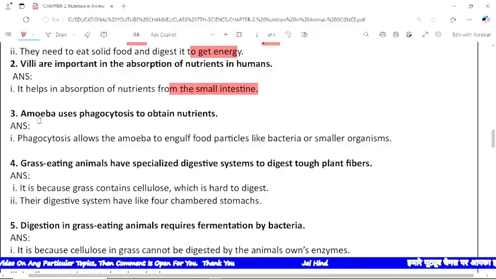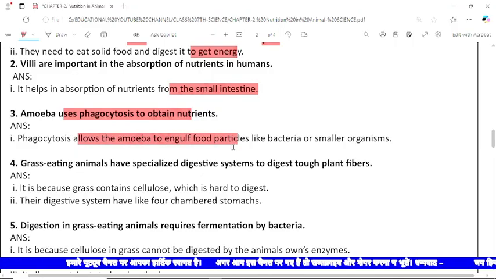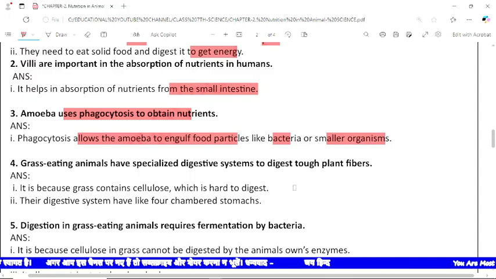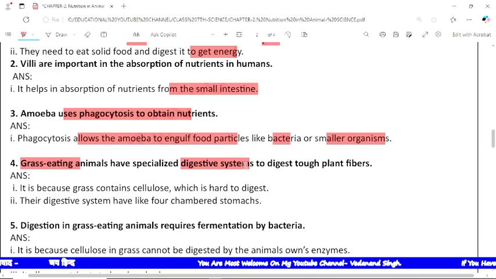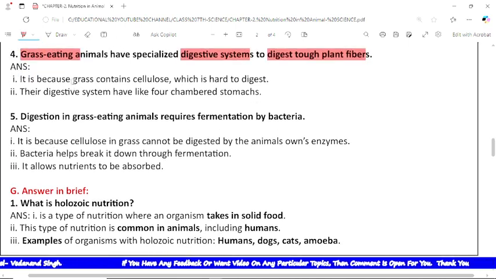The next is amoeba uses phagocytosis to obtain nutrients. Yes, phagocytosis allows amoeba to engulf food particles like bacteria and smaller organisms. And the next, fourth statement, is grass-eating animals have a specialized digestive system to digest tough plant fibers. The answer is yes, because grass contains cellulose which is hard to digest.